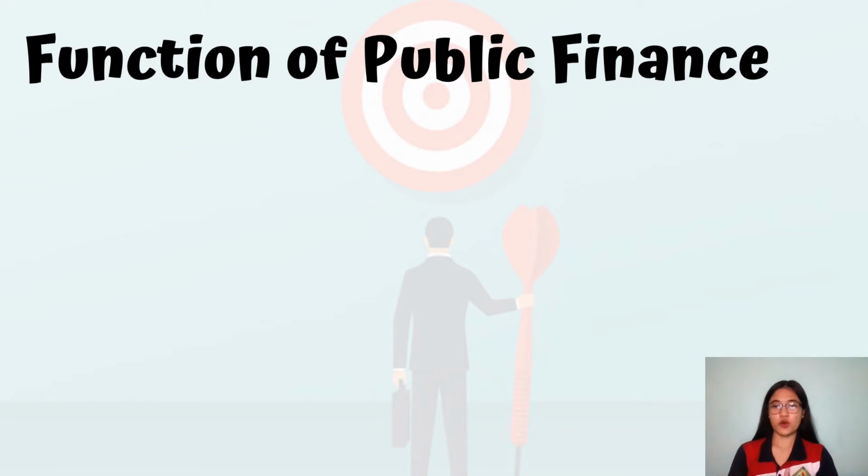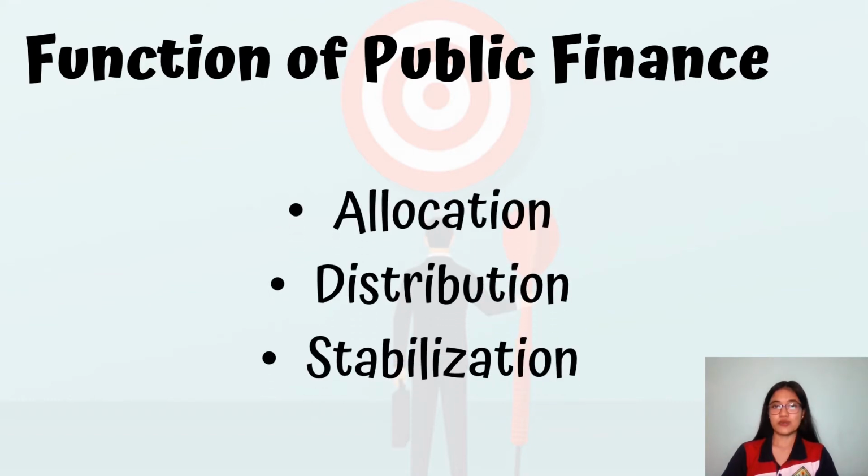Having mentioned the scope of public finance, we now move on to its functions. So there are three functions of public finance, and these are the following. So we have the allocation, distribution, and stabilization.